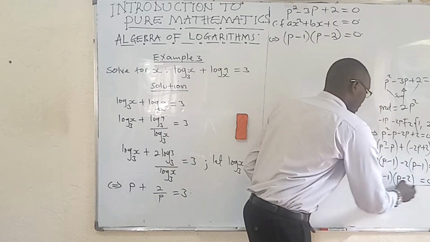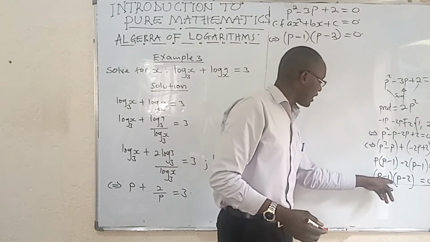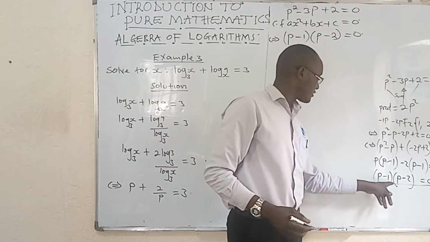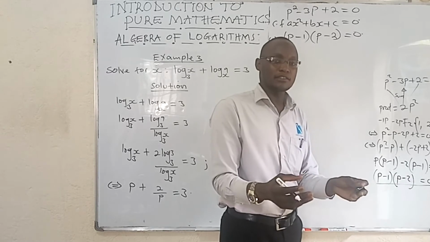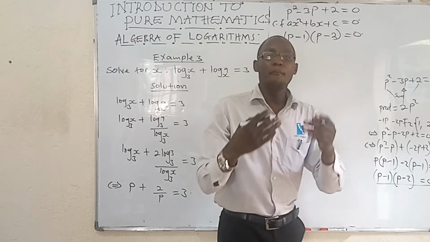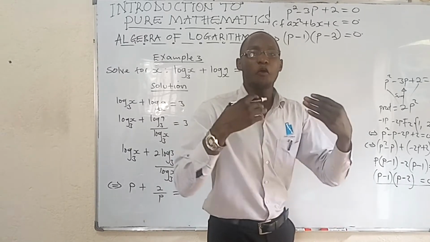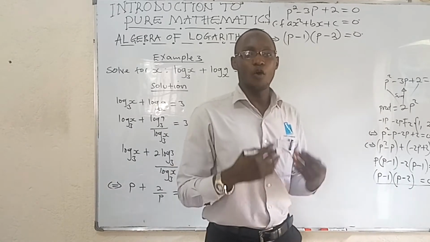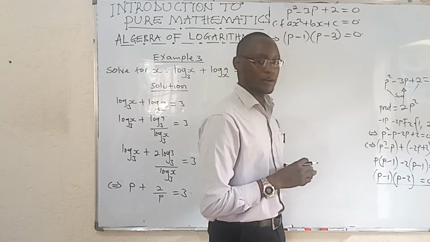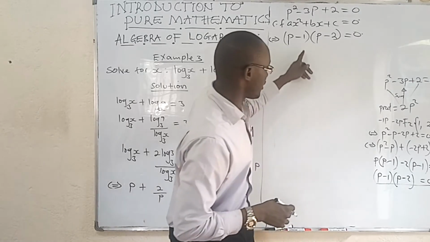So this is the factorized format. When there is no addition or subtraction existing between a pair of brackets, then we shall say we have amicably factorized a quadratic equation or expression. Okay, that's why I got it here.